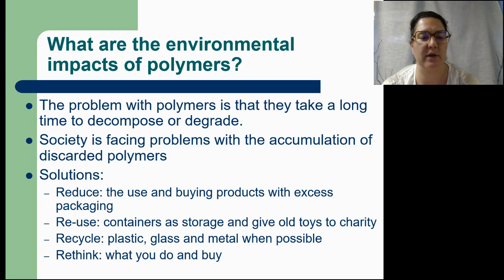So some solutions that we can all contribute to are reducing our use and resisting buying products that have extra packaging. We want to reuse containers as storage and give toys to charity or secondhand stores so people can purchase secondhand, and purchase secondhand yourself. We want to recycle plastic, glass, and metal whenever possible and rethink what you do and buy. So if we don't need to buy those plastic and polymer components, not as many will need to be made.